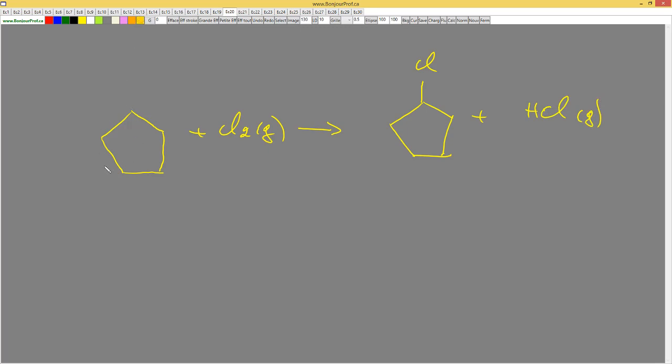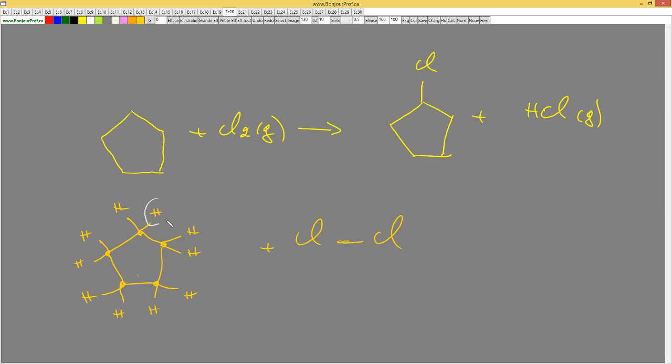Because when we have a cyclopentane here, remember that we said each vertex is a carbon, and each carbon has enough hydrogens. For example, this one has 2 hydrogens, this one has 2 hydrogens, this one has 2 hydrogens, this one has 2 hydrogens, and this one has 2 hydrogens. Now the chlorine, Cl. So what will happen?